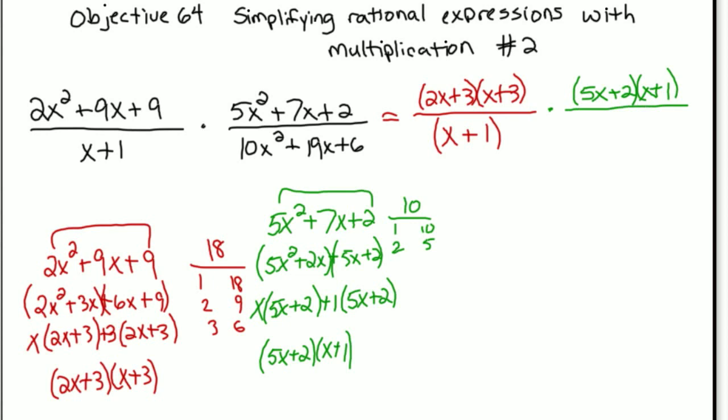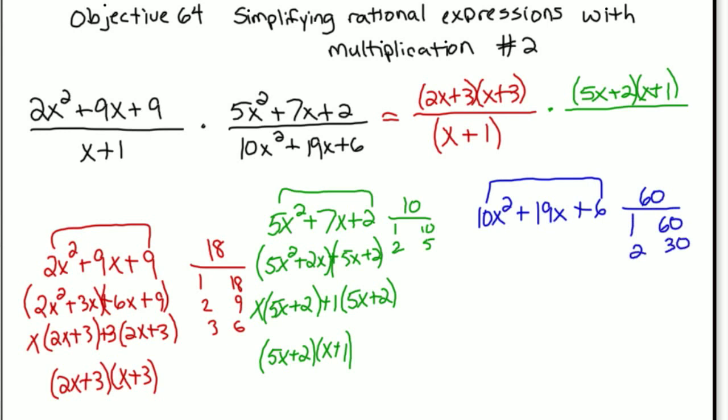We have one final piece to factor, the 10x squared plus 19x plus 6. We're going to multiply the 10 and the 6 together to get 60. We'll find the factors of 60 that add up to positive 19. And once I hit 4 and 15, I can stop. I can say 10x squared plus 4x plus 15x plus 6.